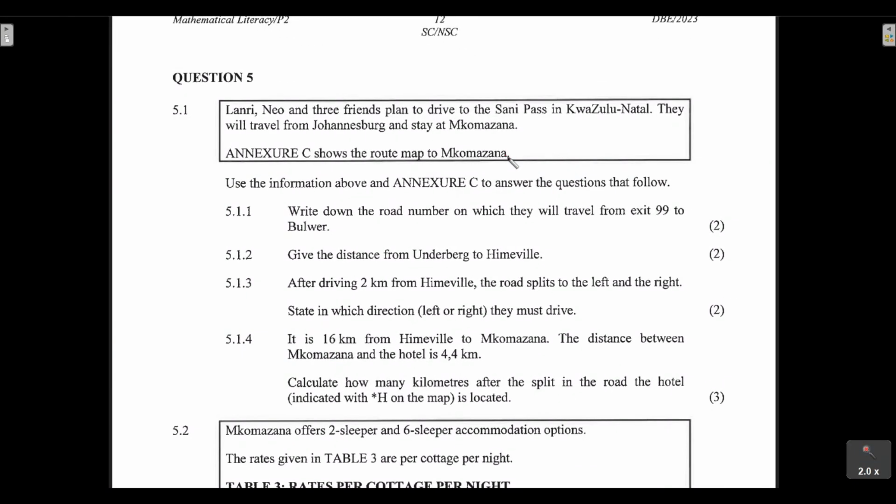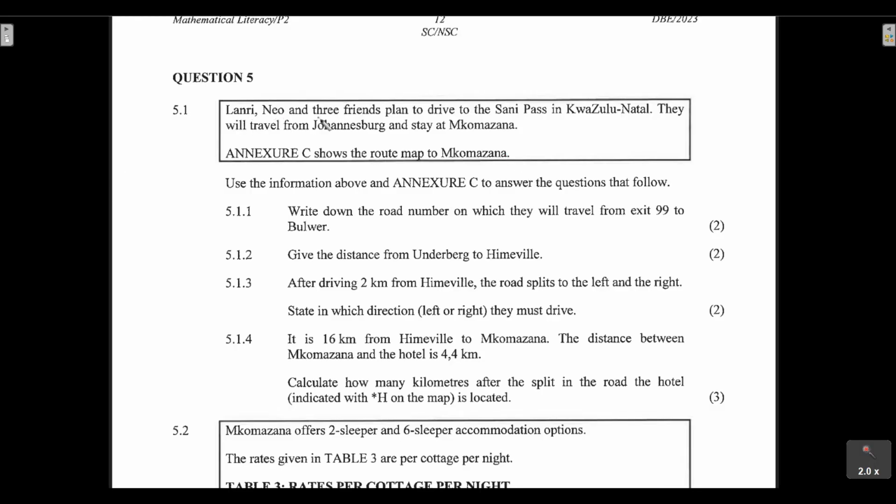Like I mentioned, guys, we're going to be having a look at question 5.1, 5.2, and 5.3. This is the last question from the grade 12 Mathematical Literacy Paper 2 that was written in June 2023, and it falls under the umbrella of maps, plans, and other representations of the physical world. We're analyzing two route maps that are given to us, and we're going to be using those maps to help us answer questions. Okay, so let's have a look at question 5.1.